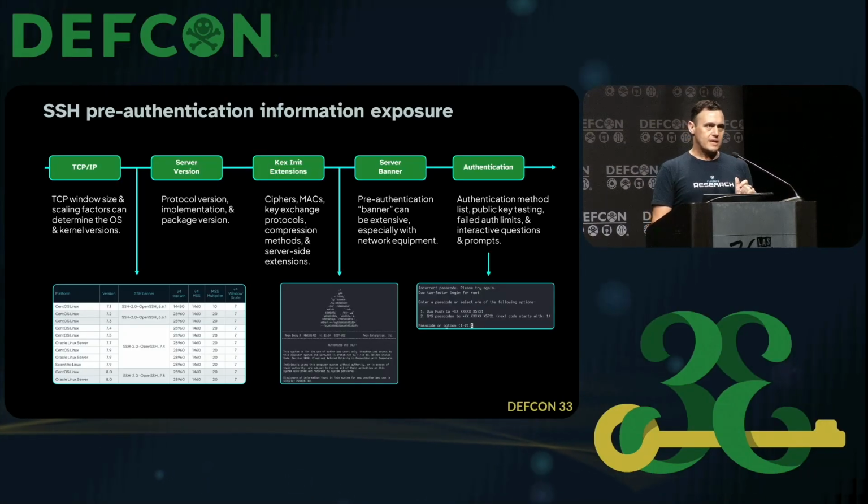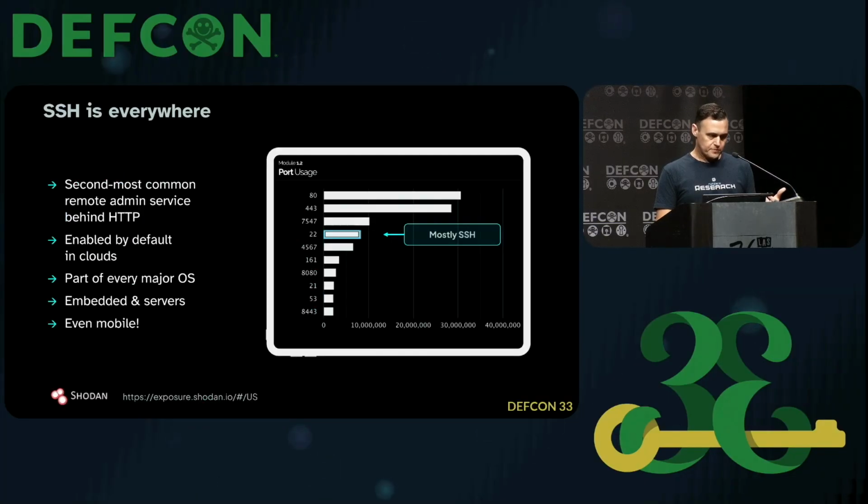A lot of folks don't realize how many different things leak out of SSH before you authenticate. So you get data from the TCP/IP stack, from the server version, the kext init extensions, the server banner, all the way to authentication and handshake. And so there are many different places where you can learn a lot about the server even before you authenticate. We're going to take advantage of that for some of our research here.